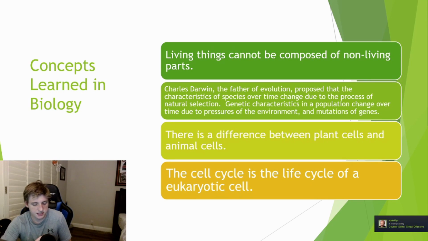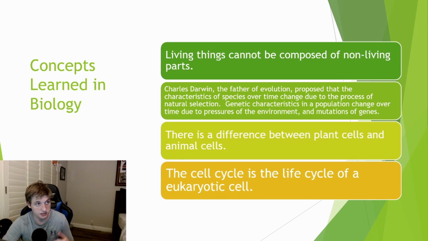The 4 claims that I made for the concepts I learned in biology this year are: living things cannot be composed of non-living parts, characteristics of species over time change due to the process of natural selection, that there is a difference between plant cells and animal cells, and that the cell cycle is a life cycle of a eukaryotic cell.